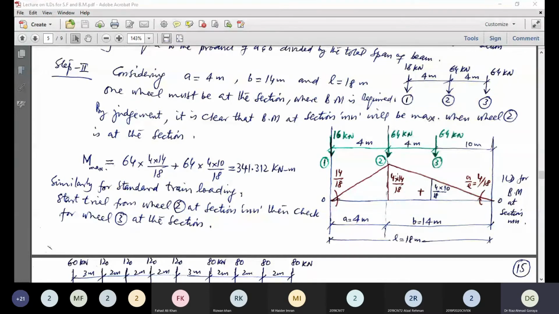By judgment, it is clear that the bending moment at section Mn will be maximum when wheel 2 is at the section. However, if you are not able to make the judgment very correctly, you can make trials. So Mmax will be: this 16 will be multiplied with this 0, so it is 0. Then 64 into 4 into 14 divided by 18, plus 64 into 4 into 10 over 18. So this will be 341.312 kilonewton meter, because it is a moment, so the unit will be kilonewton meter. Now similarly, for standard train loading, you can start the trial from wheel 2 at section Mn and then check for wheel 3 at the section.